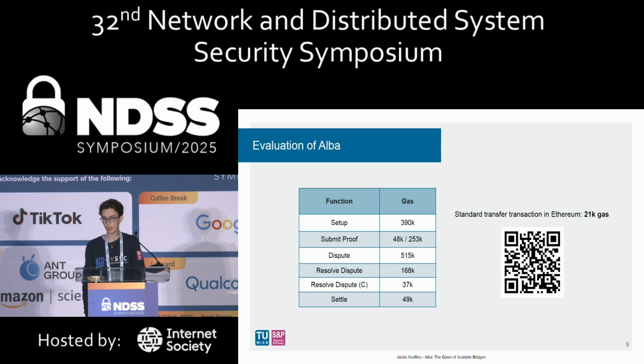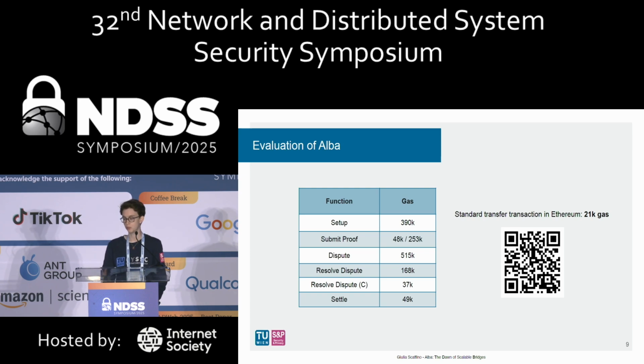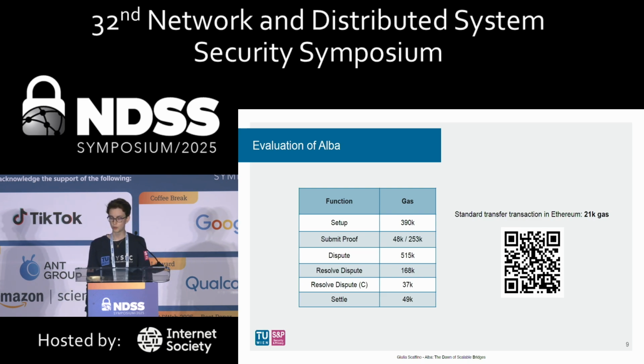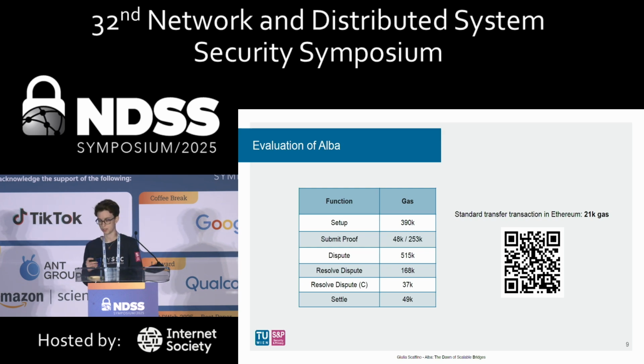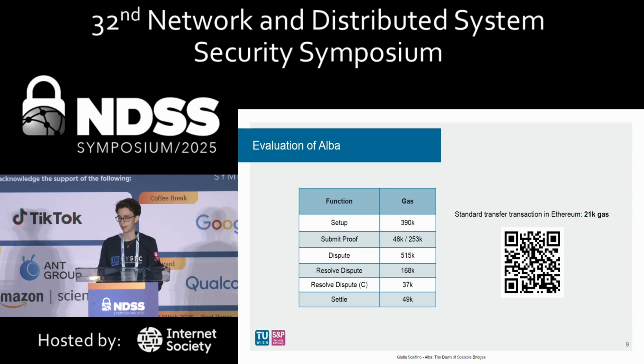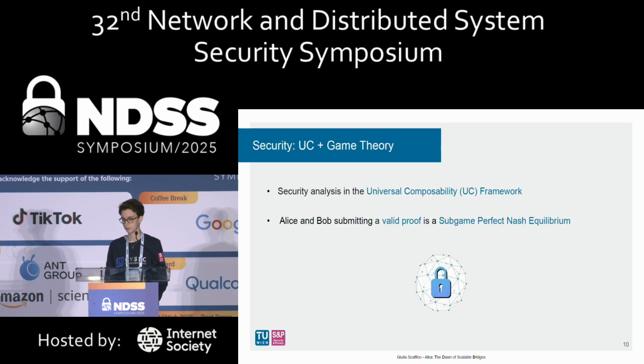We have evaluated our Alba protocol in Ethereum. We've deployed an Alba contract into Ethereum, and we've shown that Alba, in the optimistic case, is very efficient. It only costs 48K gas, and let's remind ourselves that in Ethereum, the simplest transfer is 21K gas. So in the optimistic case, it's very efficient, and in the pessimistic case, its costs are similar to the ones of other standard bridges. So it positions itself pretty well when compared with other bridges.